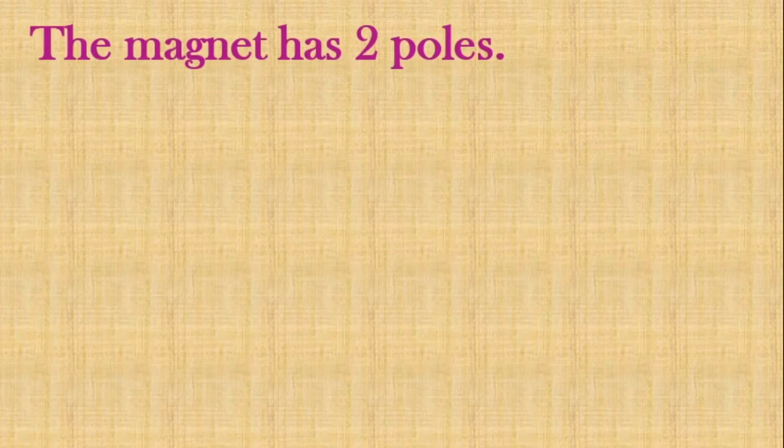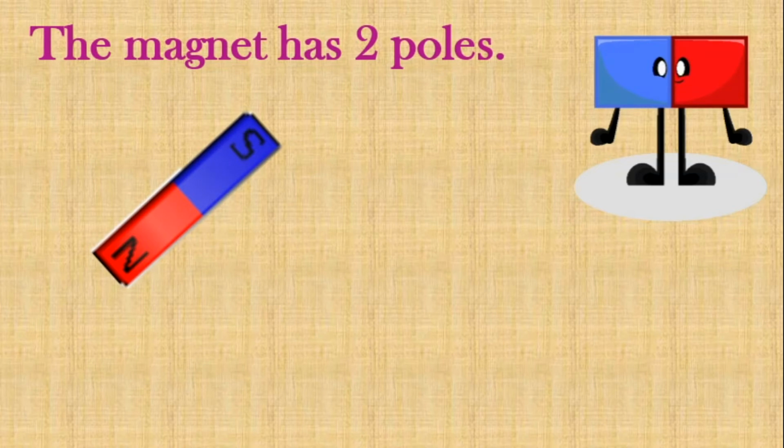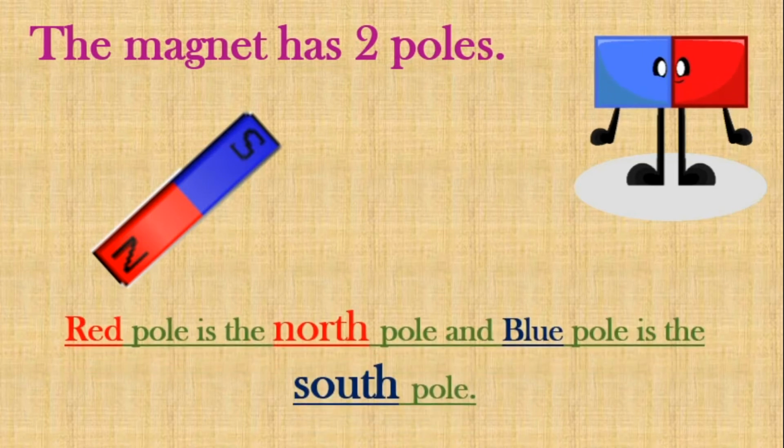The first property of the magnet is that the magnet has two poles. Any magnet has two poles or two ends, like this picture in front of you. One of them is the North Pole, and we colored the North Pole red, and the other is the South Pole, and we colored the South Pole blue. So the red pole of the magnet is the North Pole, and the blue pole is the South Pole. Let's say it again: any magnet has two poles. One of them is north and the other one is south. The North Pole is red and the South Pole is blue.